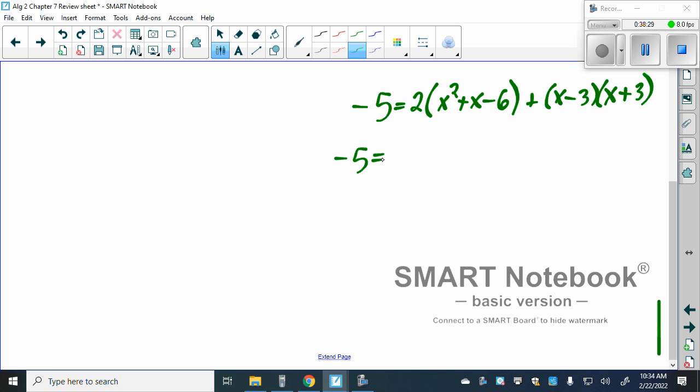Now we do need to do some distributing. So the first one, we're going to multiply the x squared plus x minus 6 by 2 and get 2x squared plus 2x minus 12. Plus, well, we have x minus 3 times x plus 3. X squared what? Minus 9. Because if we have a difference of perfect squares, we end up getting the same 2 terms, and the signs in the middle are different. Because a squared minus b squared is a plus b times a minus b. So this actually works out to be x squared minus 9.